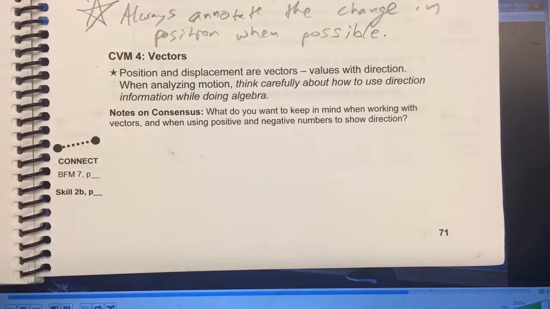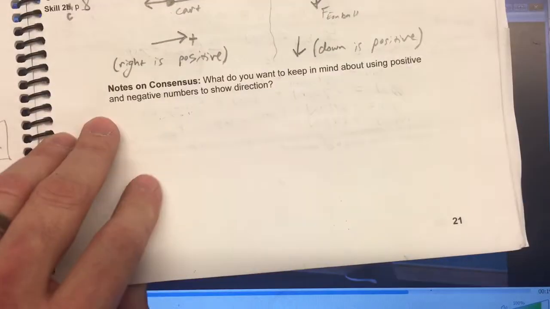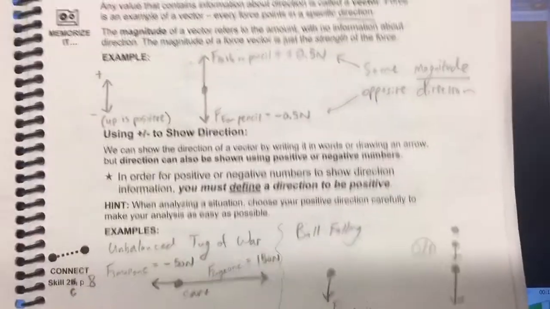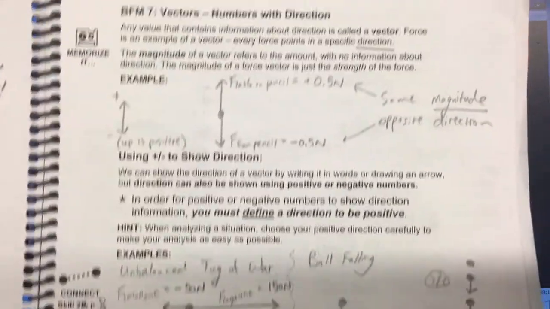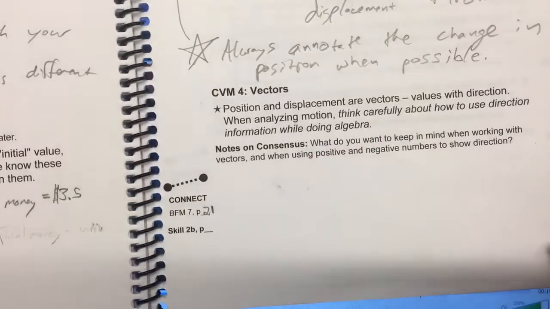First thing I want to point out is this connect symbol here directs us to BFM 7. BFM 7 is on page 21. So take a look at that now. And we'll actually want to write page 21 here so that we have it to refer to easily.